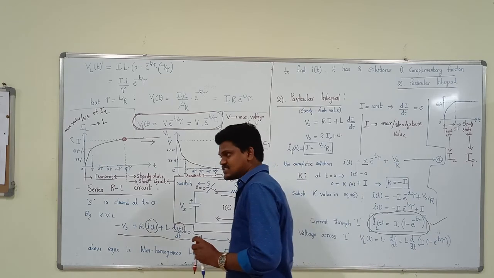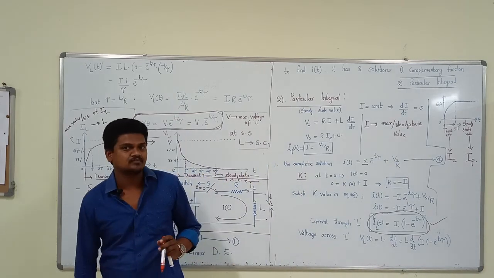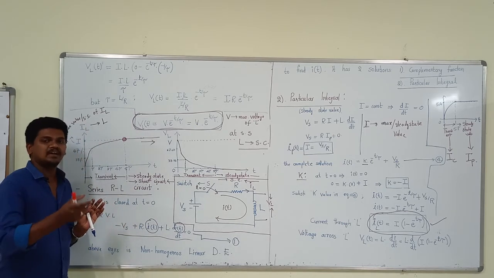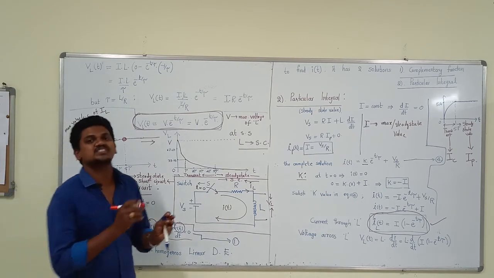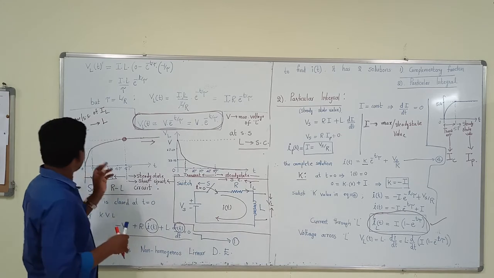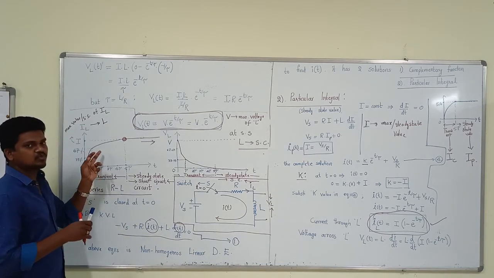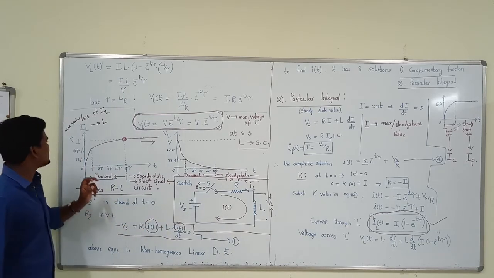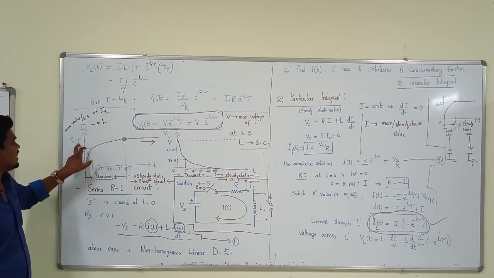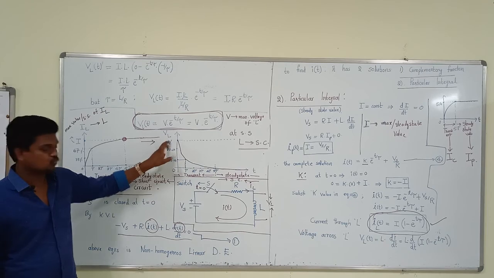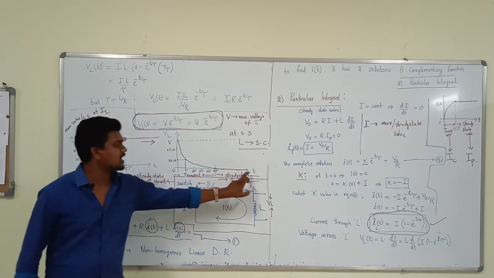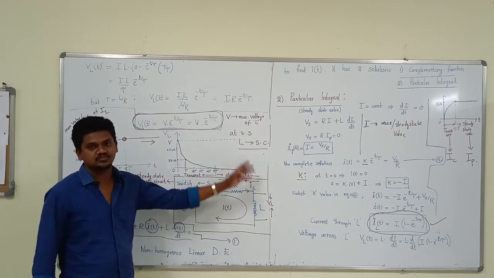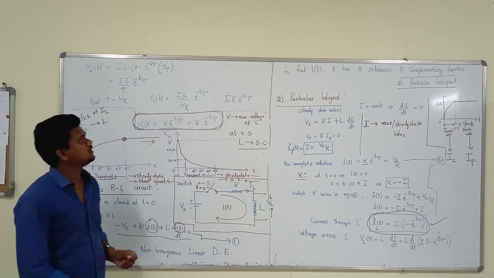Time domain analysis means analyzing the current and voltage of a particular element with respect to time. Look here. Here, in the RL circuit, we are discussing the inductor. For this inductor we are discussing the inductor current and inductor voltage with respect to time. This is the analysis of the RL series circuit.